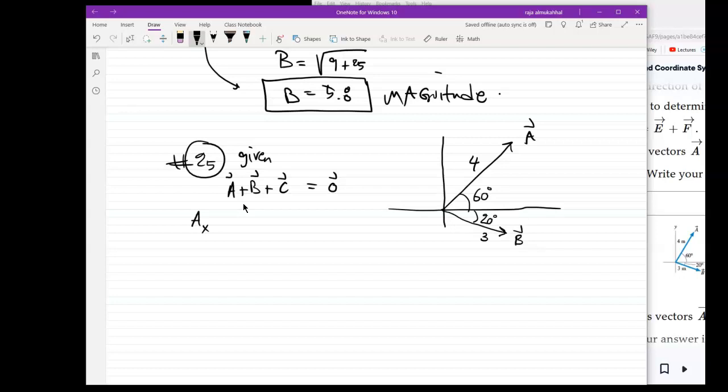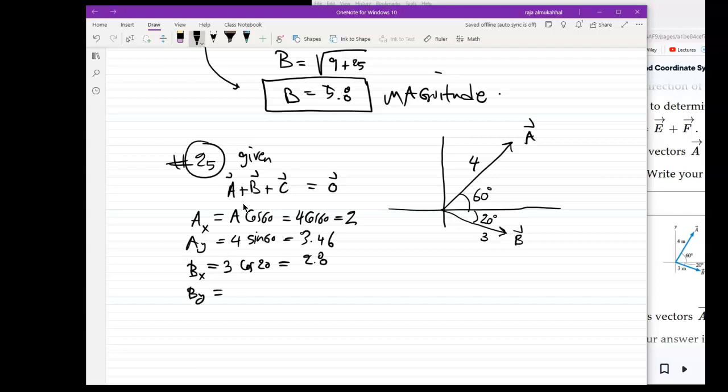That's what I'm saying. So A sub X is equal to A cosine 60, which means 4 cosine 60, and that's equal to 2. A sub Y would be 4 sine 60, so that would be 0.866. I'm going to use my calculator, 0.866 times 4. Answer 3.46. And then we have B sub X, and that'll be 3 cosine 20. So cosine 20 times 3, 2.8, and B sub Y.